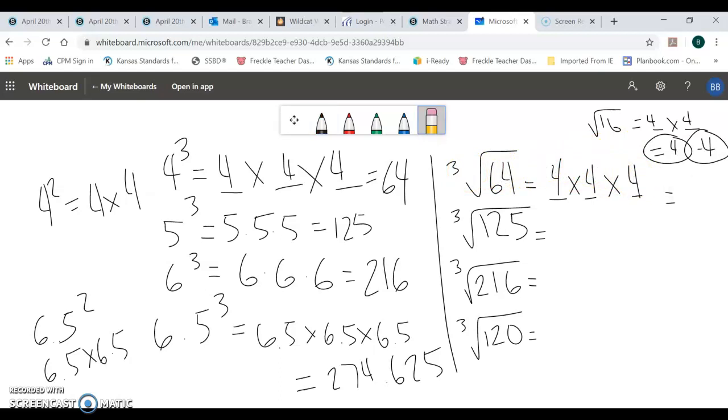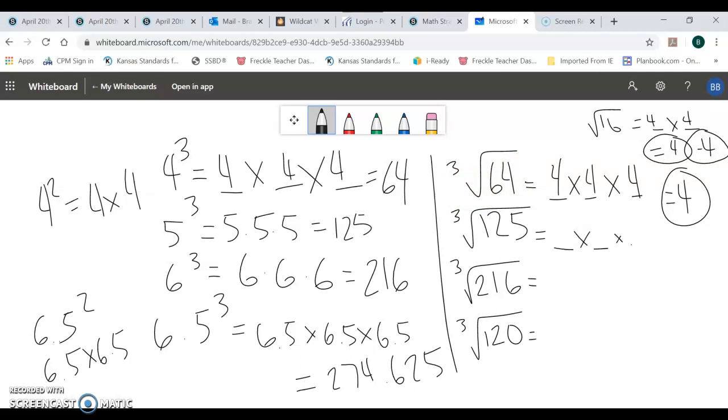If I can make this a little neater. Okay, 4. So the cube root of 64 is 4 because 4 times 4 times 4 makes 64. It's the same number 3 times and it makes 64.